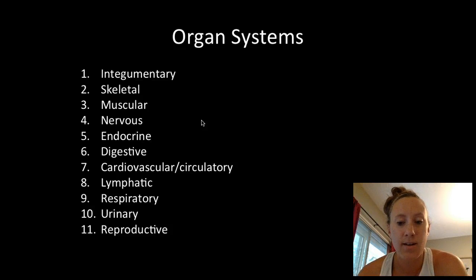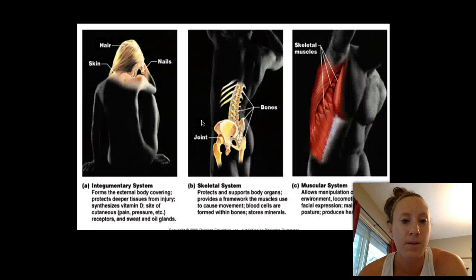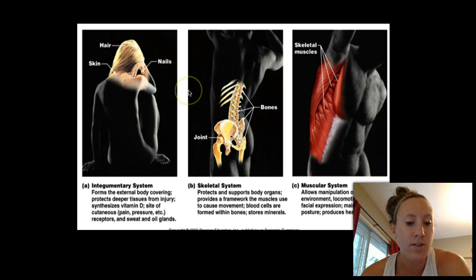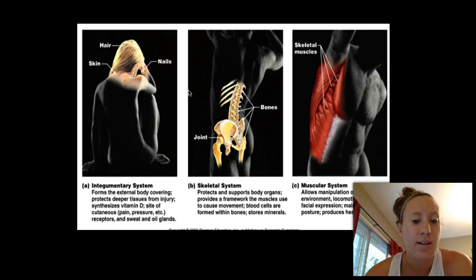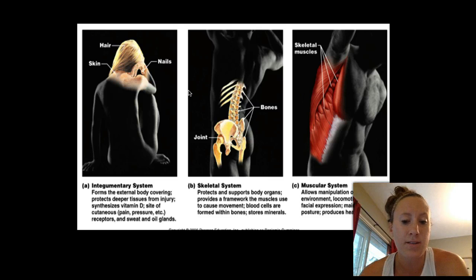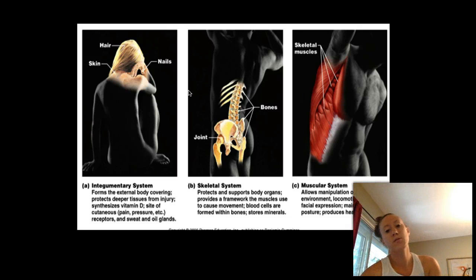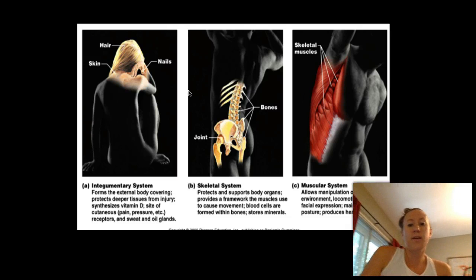Organ systems quickly. We have 11, and you guys are getting an intro with the t-shirts, so I'm not going to spend a lot of time on these, but we've got integumentary, which is hair, skin, and nails. We need to know the physiology of these, so make sure you look at what they do. Integumentary synthesizes vitamin D. It's the site of pain and sweat and oil glands. Skeletal protects and supports our organs. It provides a framework for our muscles and cause movements. It actually is the site of blood cell formation and stores minerals.